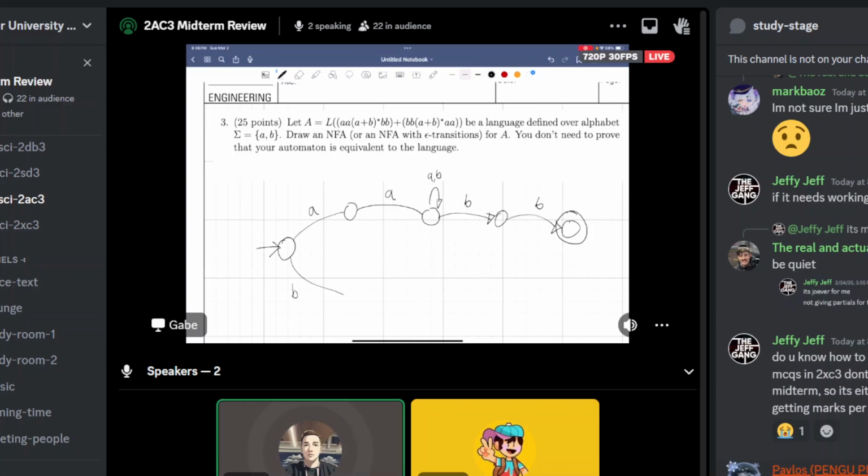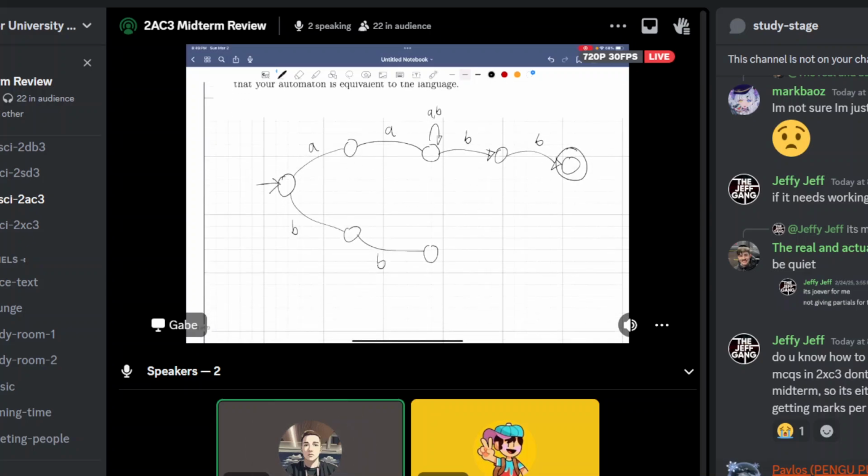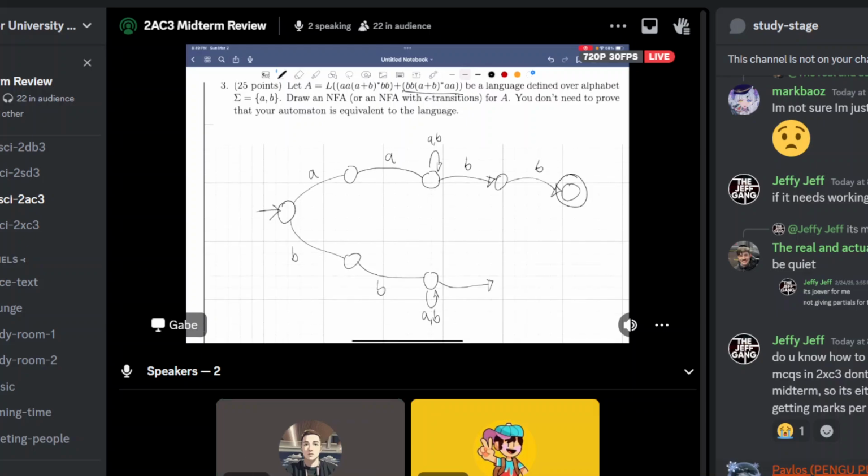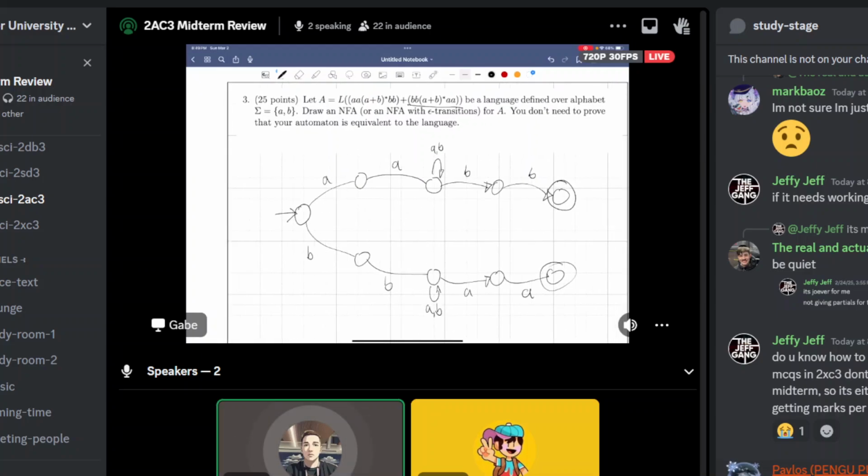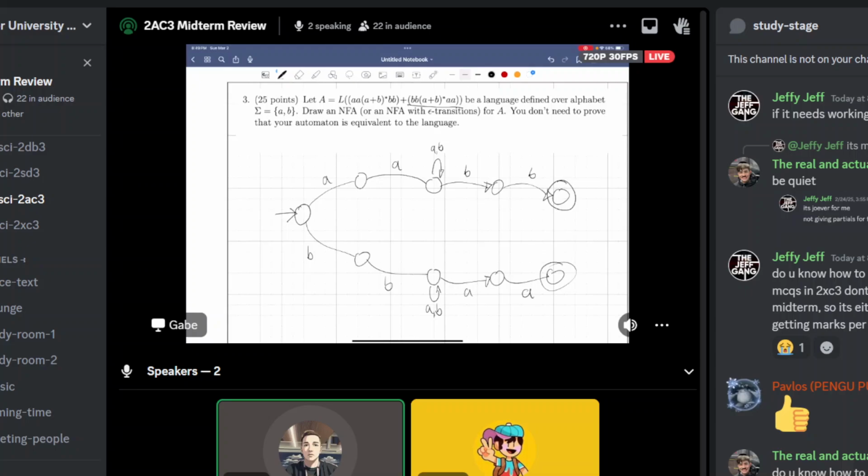And you do the same thing for the other one. This one, you go with a B, another B, then (A plus B) star, so you can self loop on the spot, and then A, mark it as final, and that's it. I don't know. This is a pretty straightforward question. Does anyone have any questions?